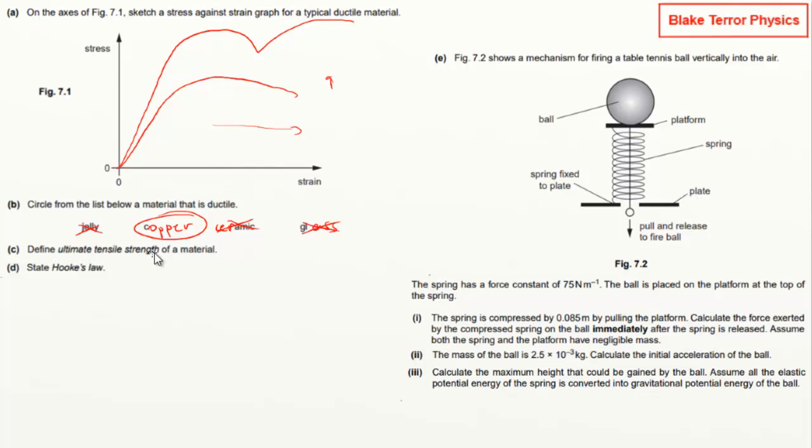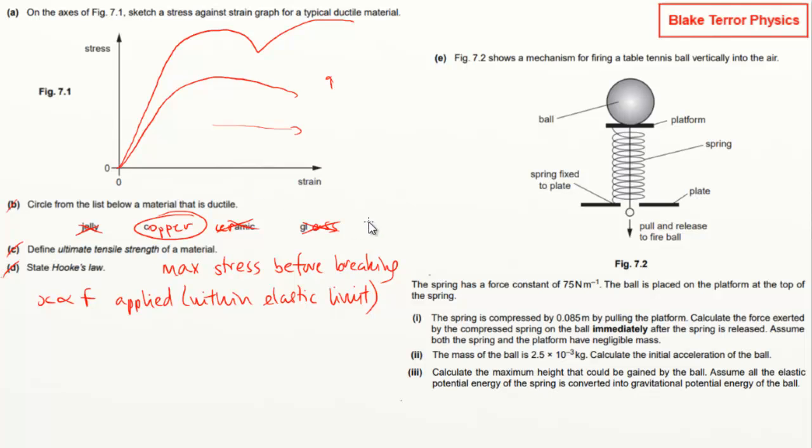Now we've got to define the ultimate tensile strength of a material. So this is our maximum stress. The most force you can apply per unit area, the maximum stress that can be applied before breaking that material. So that's just a definition on that one. Similarly, we've got state Hooke's law. That's our extension is proportional to the force applied, but that has to be within the elastic limit. So you need to make sure that you've got that mentioned as well. Right, so quite a few little bits there for starters.